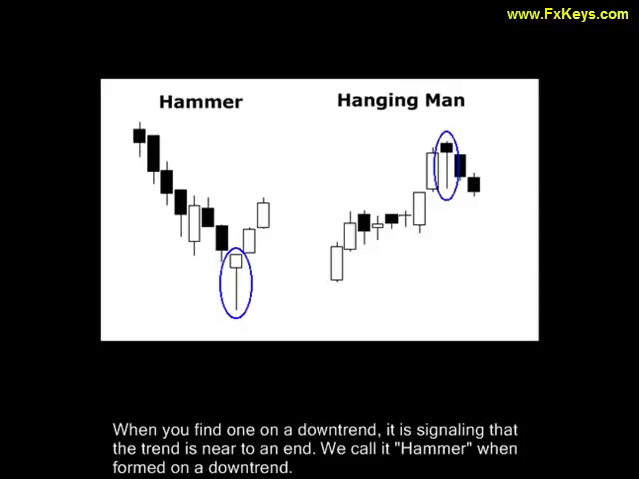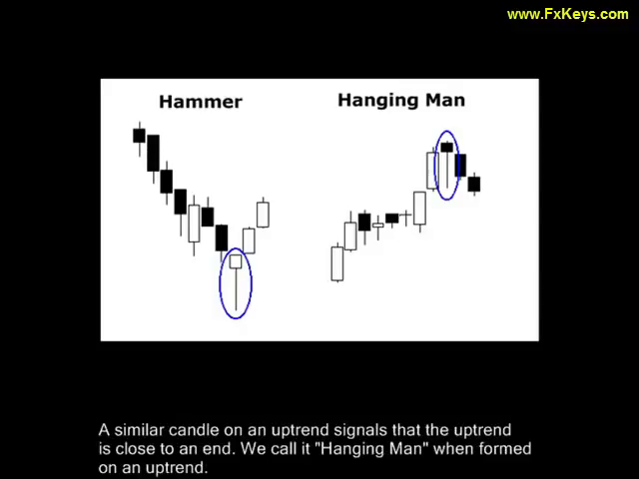When you find one on a downtrend, it is signaling that the trend is near to an end. We call it hammer when formed on a downtrend. A similar candle on an uptrend signals that the uptrend is close to an end. We call it hanging man when formed on an uptrend.